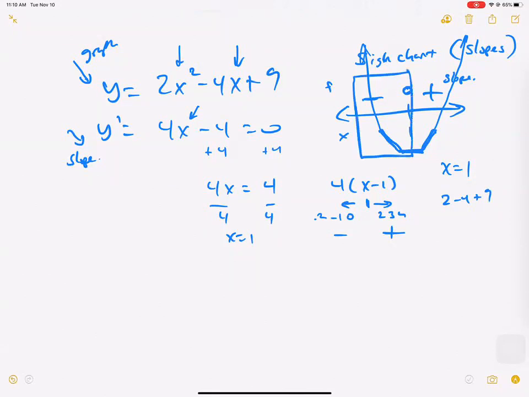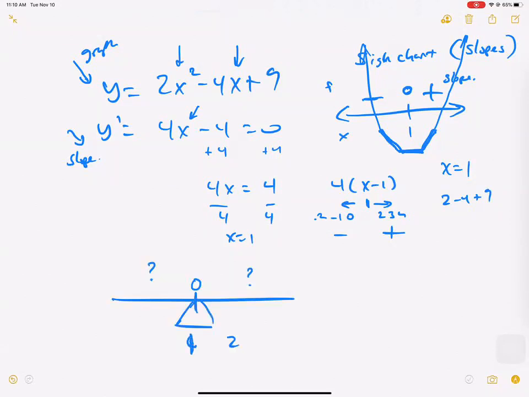Right here? Okay, so think of this as a teeter-totter. We know it's balanced at 0, but what's going on here and here? We don't know, so we pick values. We said x was 1. So if I pick 2, 3, and 4, what does 4x minus 4 look like on this side? It'll be positive. But 4x minus 4 for 0, -1, -2 would be negative.